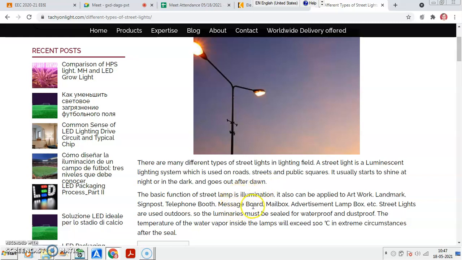The basic function of a street lamp is illumination. It can be applied where you don't require any such thing, landmarks. I told you luminaries, average illumination and all this.